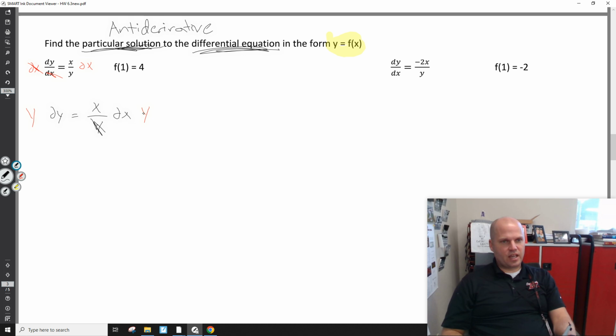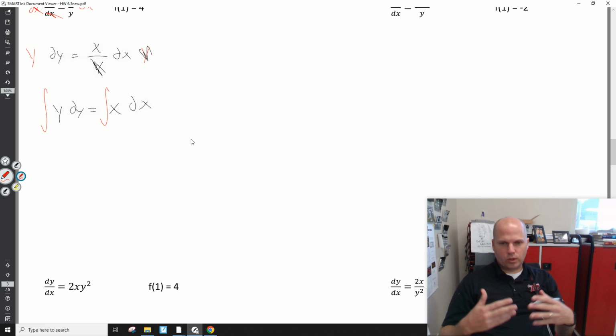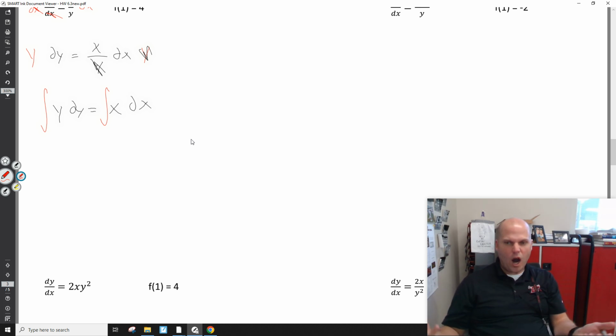I'd multiply in this case because I have this y in the denominator, and I get y dy equals x dx. Okay. Now we are set up to take the antiderivative. Now, a big question is what's the antiderivative of y? Well, it's just like the antiderivative of x with respect to x. The antiderivative of x is 1/2 x squared.